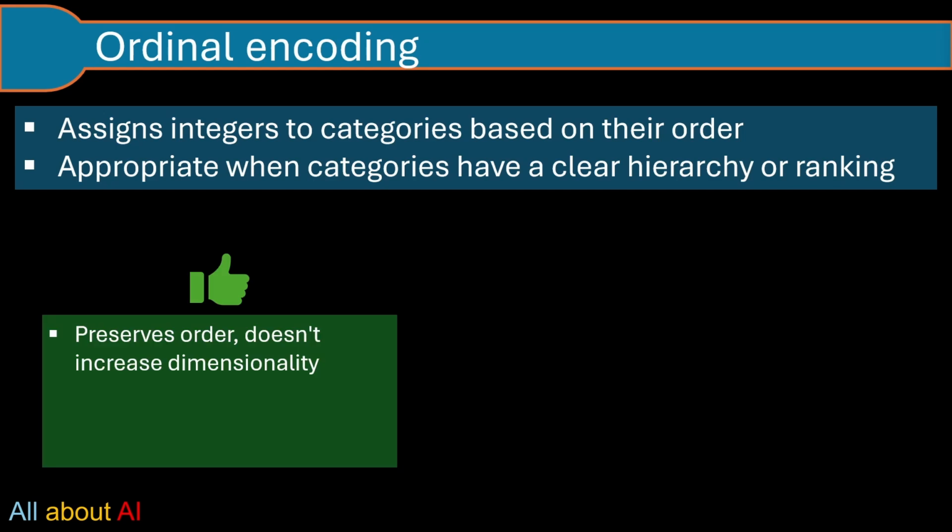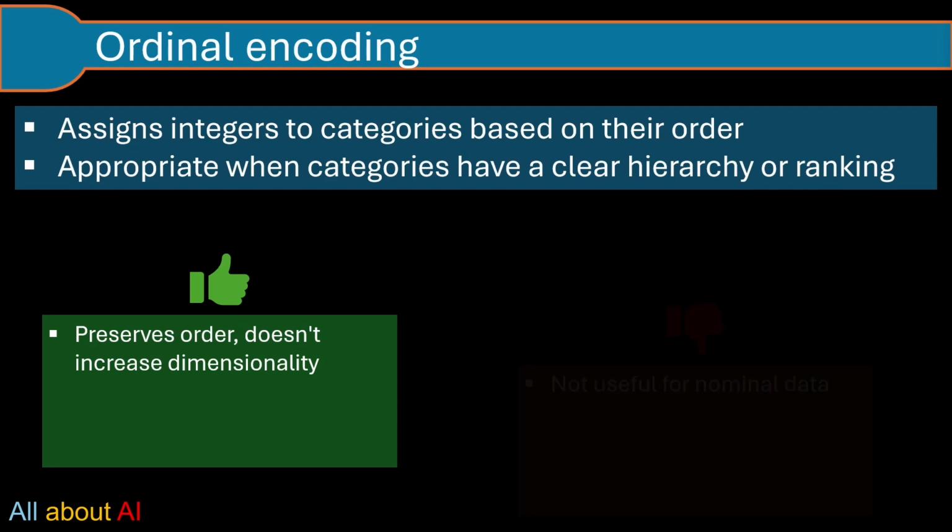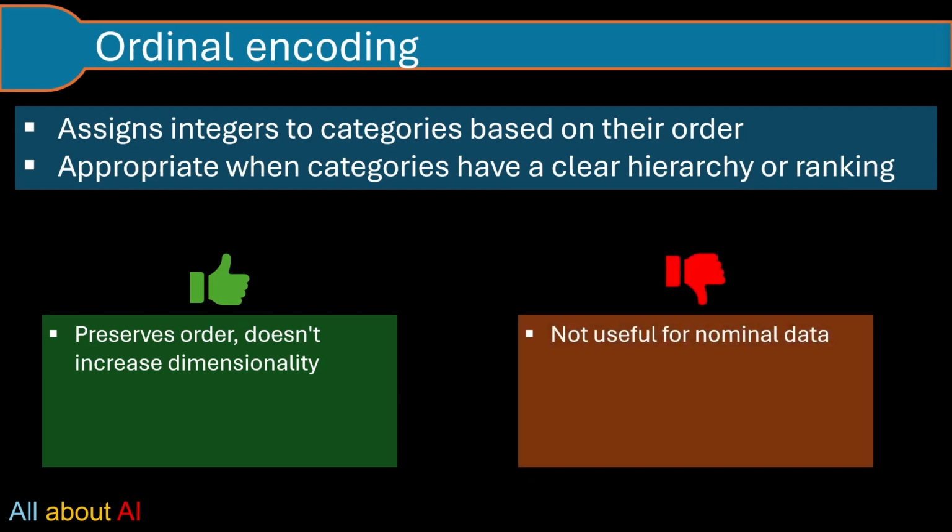This encoding preserves order and doesn't increase dimensionality, which is an advantage of using this method. This is not useful for nominal data. We often see misuse of ordinal encoding, and when categories are not ordered, it can introduce bias into the model. Let's take a look at code.